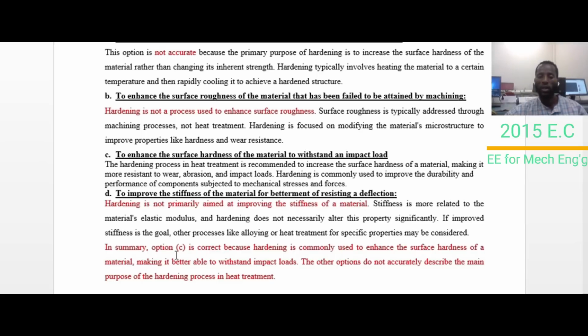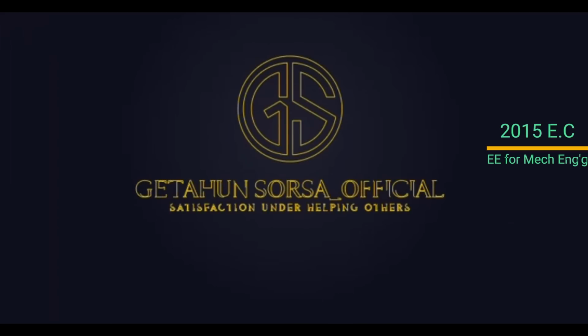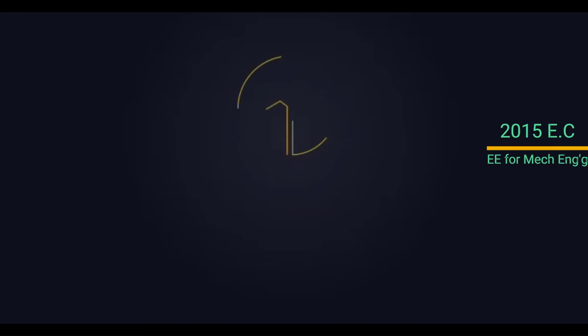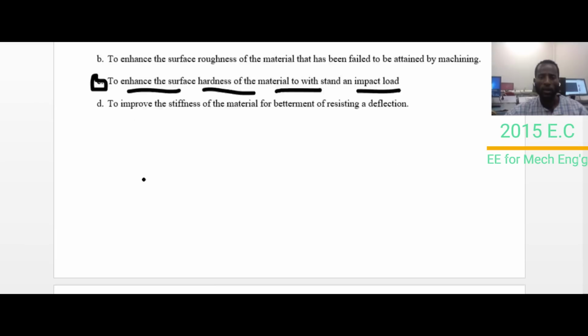So in summary, option C is correct because hardening is commonly used to enhance the surface hardness of a material, making it better able to withstand impact loads. The other options do not accurately describe the main property of the hardening process in heat treatment. So the hardening process of heat treatment for a component is recommended to enhance the surface hardness of the material to withstand impact loads. So this is the correct answer. Next, question number 24.